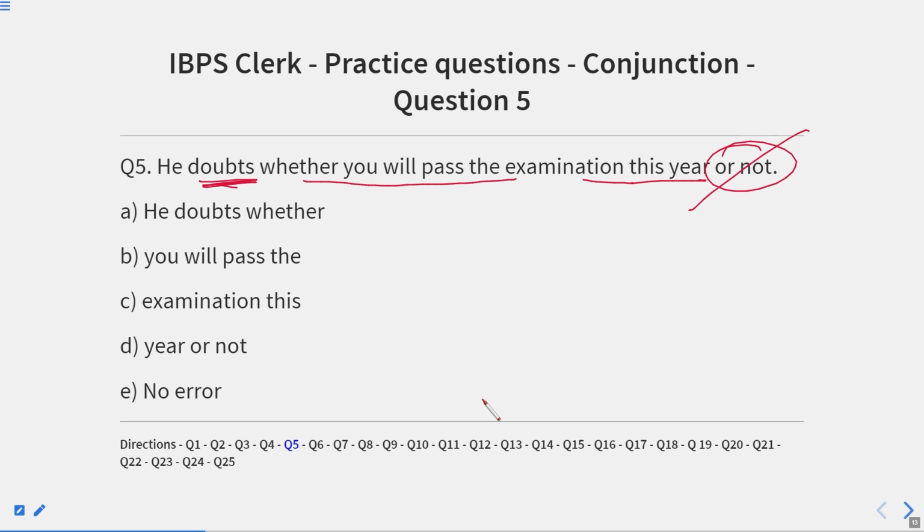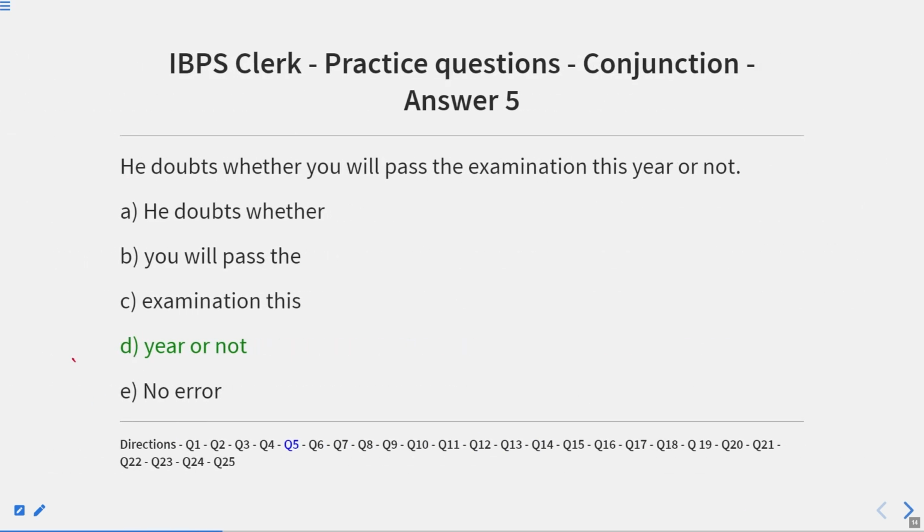Because whenever we write the word whether, it is followed by or not. But if the word is doubts over there, this or not is totally incorrect. Therefore, here the error is in part D, where this or not is not required at all. Whether itself shows the choice. Therefore, here the or not is incorrect. So the correct sentence will be he doubts whether you will pass the examination this year. So this or not is incorrect.